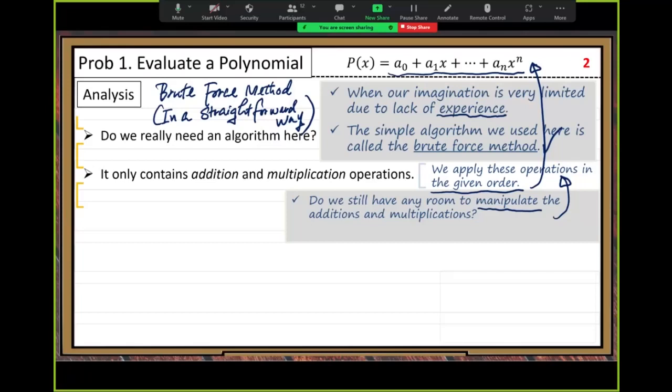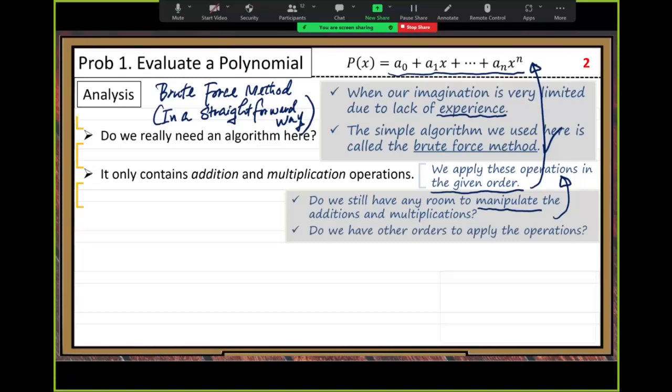How do we evaluate? We have some freedom to use different ways to do the evaluation. In our previous simple example, that's one of the simple ways we can change the evaluation order, right? X squared times x squared. That's one special way.